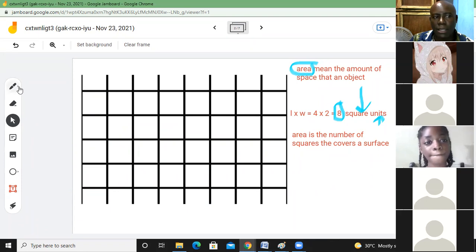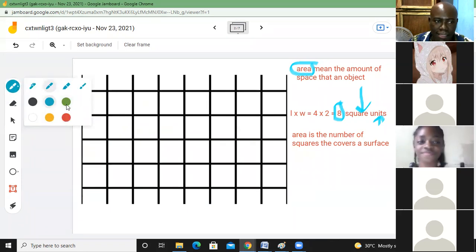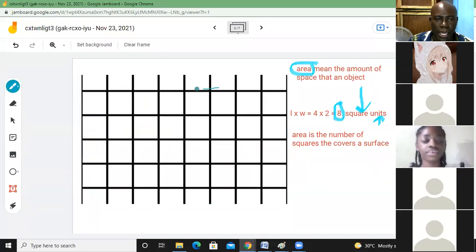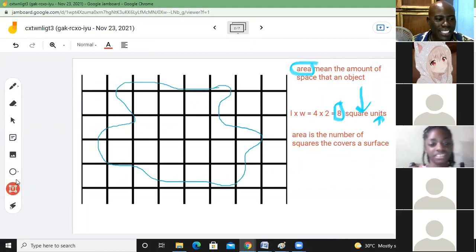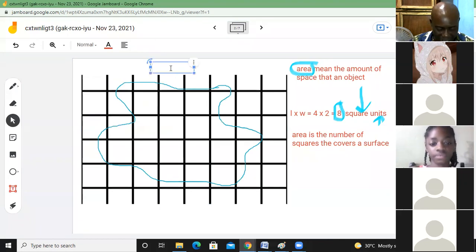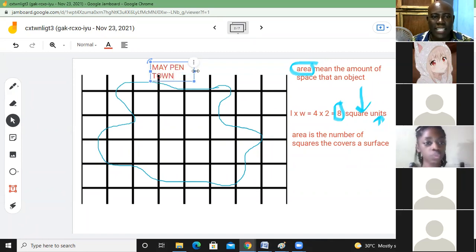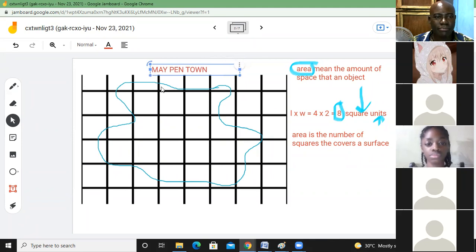Now, Mia alluded to something, and I appreciate the thinking. So I'm going to highlight this idea for you, Mia. Watch this. I'm going to draw MAPEN. Here is MAPEN. See that? That is MAPEN. All right? So I'm going to label this up here. MAPEN Town. This is my representation of MAPEN Town.